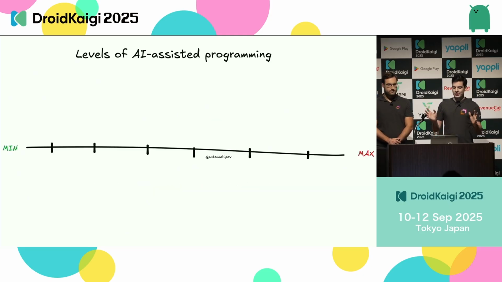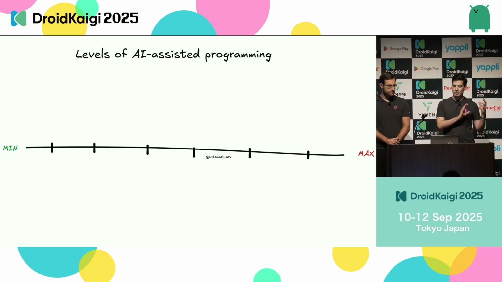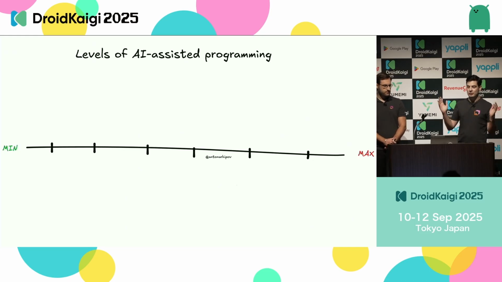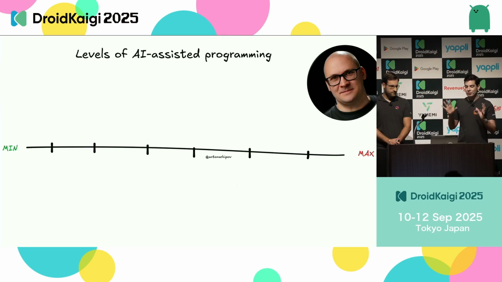We know that people have a wide range of preferences when it comes to AI tooling. Some people want minimal help. Some people want AI to do all the work for them. And we have you covered anywhere across this scale. Our colleague Anton created this chart, and I borrowed it from him as I think it illustrates this concept really, really well.